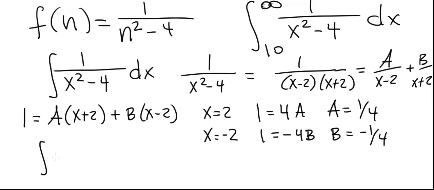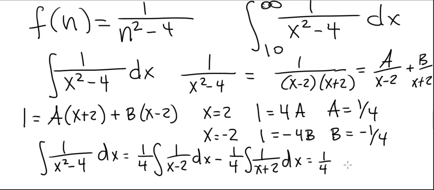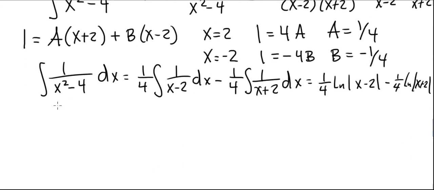And so the integral of 1 divided by x squared minus 4 is the same as 1/4 times the integral of 1 divided by x minus 2, minus 1/4 times the integral of 1 divided by x plus 2, which is equal to 1/4 ln of the absolute value of x minus 2, minus 1/4 times ln of the absolute value of x plus 2, which we can rewrite as 1/4 times ln of the absolute value of x minus 2 divided by x plus 2.